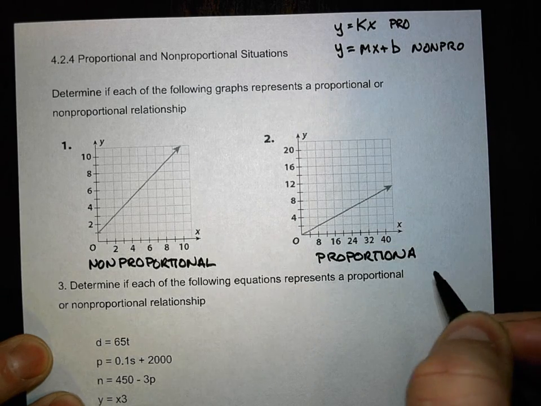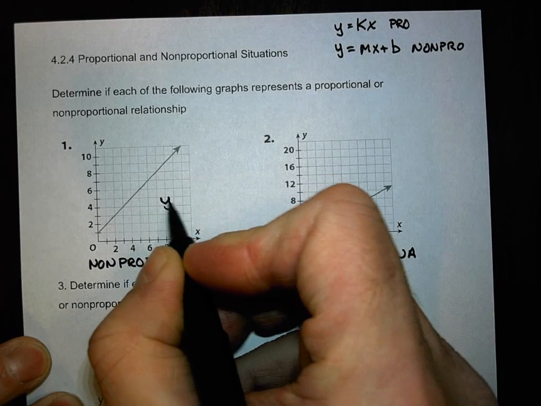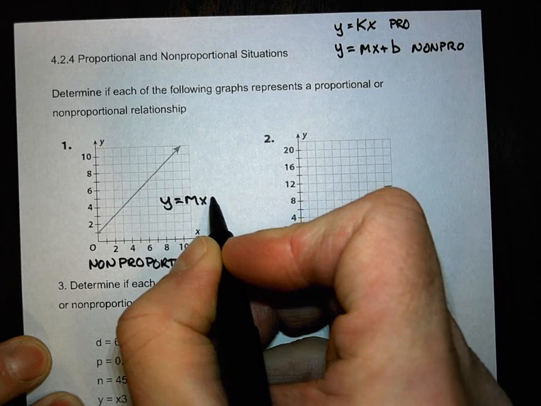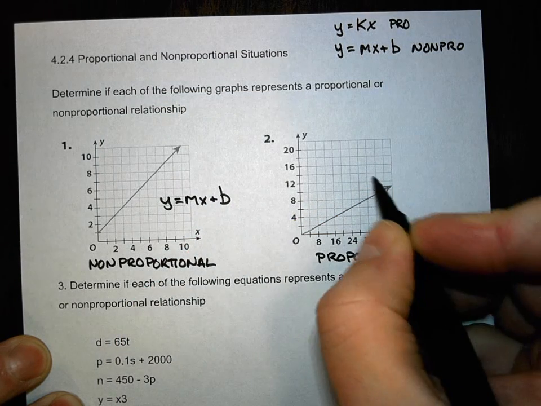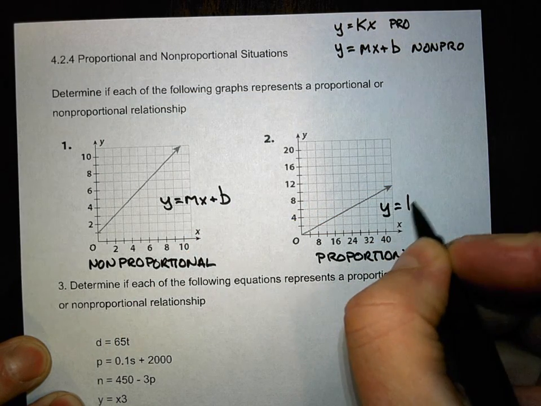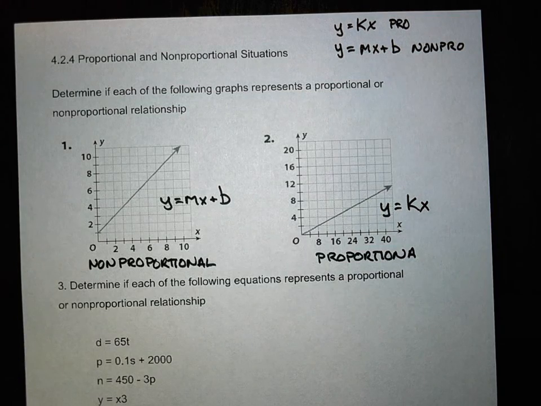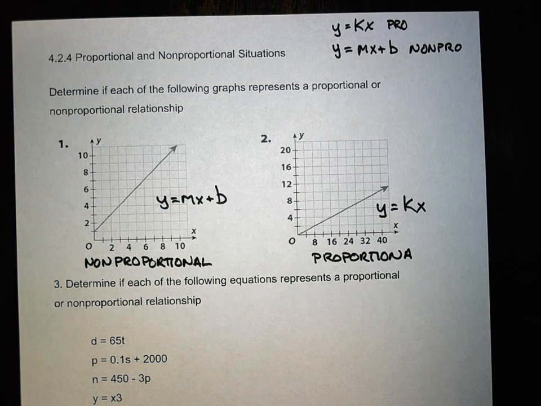And really, when you look at the equations, number 1 uses the equation y equals mx plus b, right? And number 2 uses the equation y equals kx. So that's what we're looking for. If it's non-proportional, it's y equals mx plus b. If it's proportional, it's y equals kx.